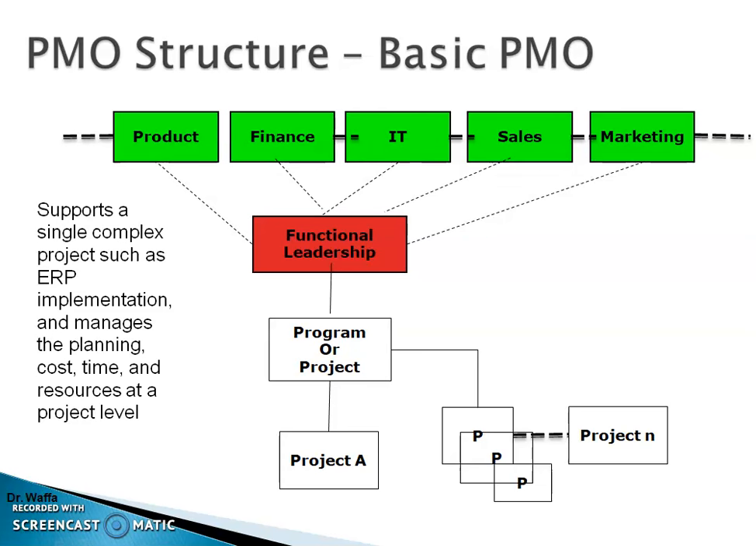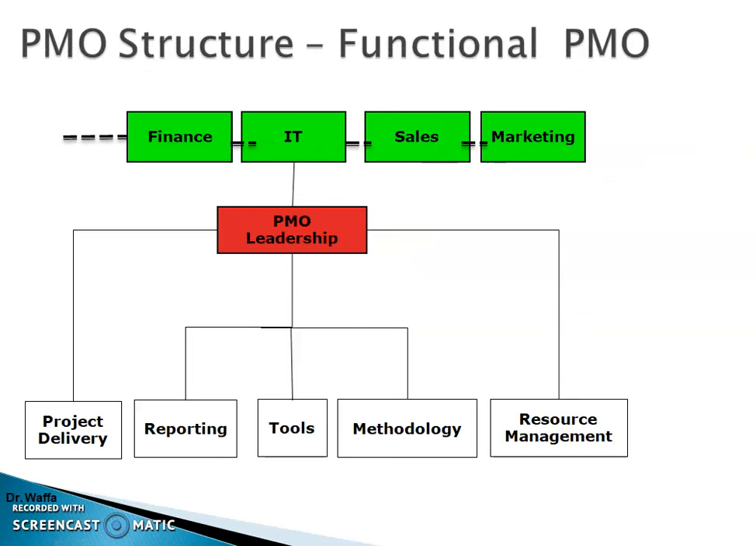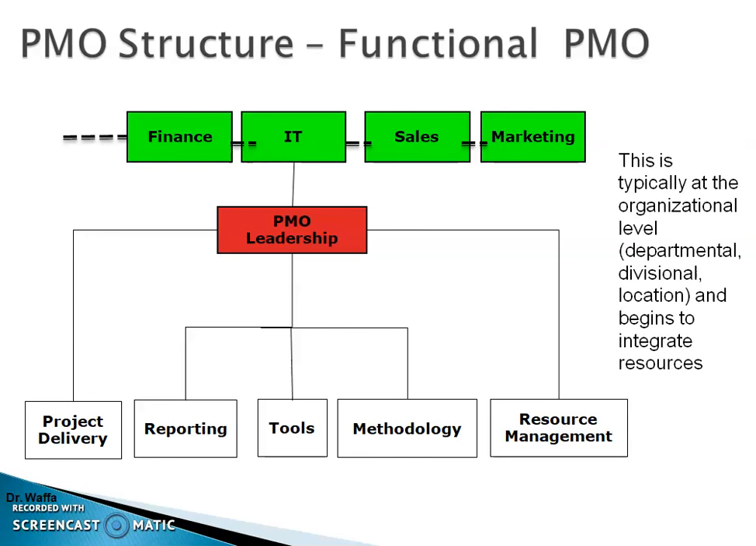The second type is a functional PMO or a departmental PMO. And this is typically at the organizational level, divisional, departmental. That's where we start seeing PMO begins to integrate resources. Some of the functions, and in this example, I had the PMO report to IT, but it could report to finance, it could report to strategy, it could report to a product.